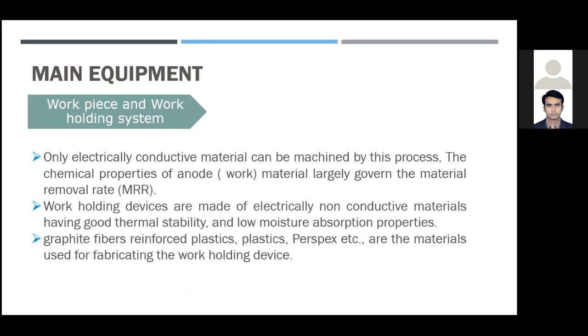The next equipment is the workpiece and work holding system. Only electrically conductive material can be machined by this process. The chemical properties of anode material largely govern the material removal rate. Work holding devices are made of electrical insulating materials having good thermal stability and low moisture absorption properties. Graphite fibers, reinforced plastics are materials used for fabricating work holding devices.